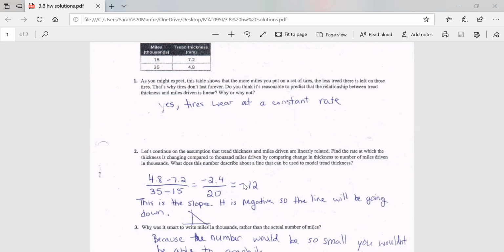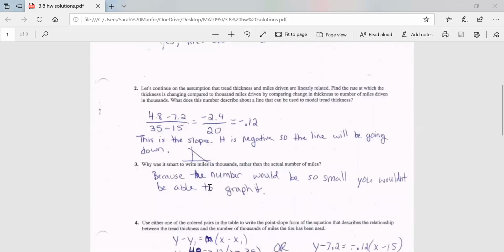Why was it smart to write miles in thousands rather than the actual number of miles? Well, if you put it in the actual number of miles, we're going to have such a large number that it would be so hard to create a graph and interpret it. So that's why we wrote it in thousands.